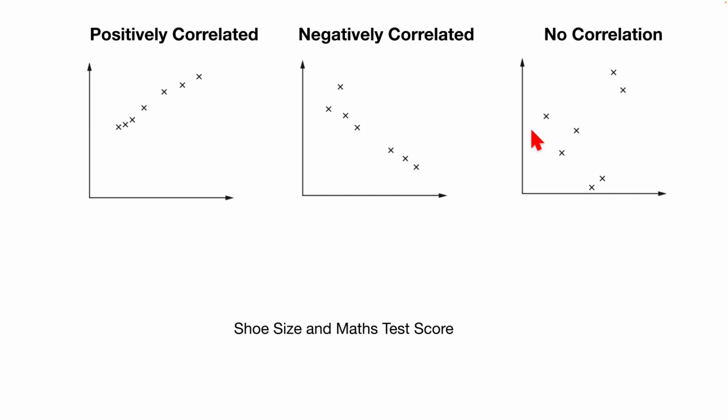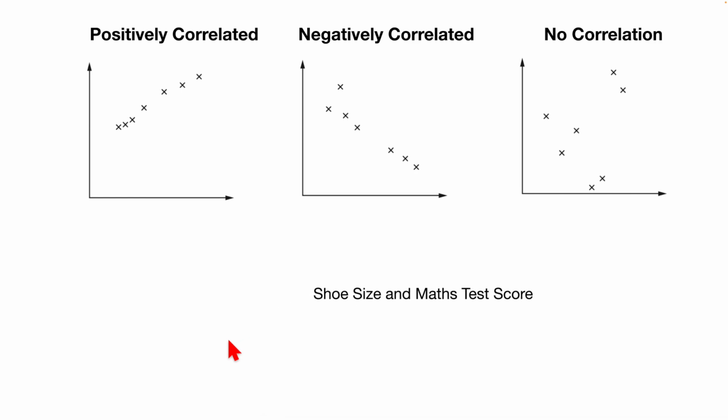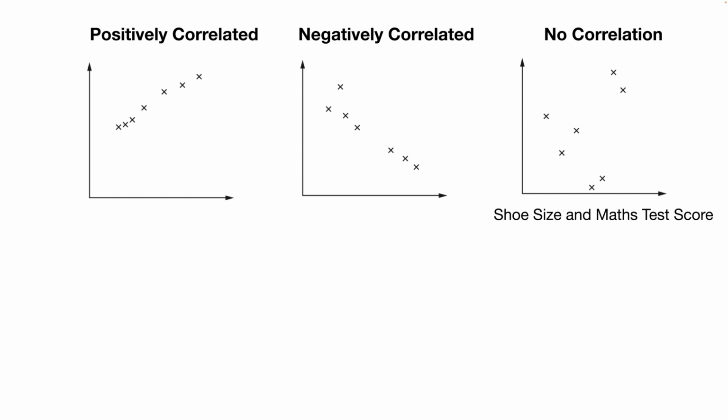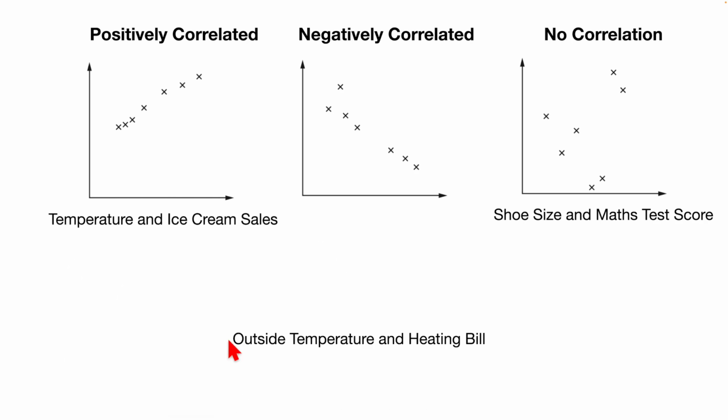So let's consider some pairs of variables: shoe size and maths test score. I am sorry for the people with big feet, there's no correlation between the two. Temperature and ice cream sales, oh, this old favourite. As the temperature increases, ice cream sales increase, so we'll call that positively correlated.